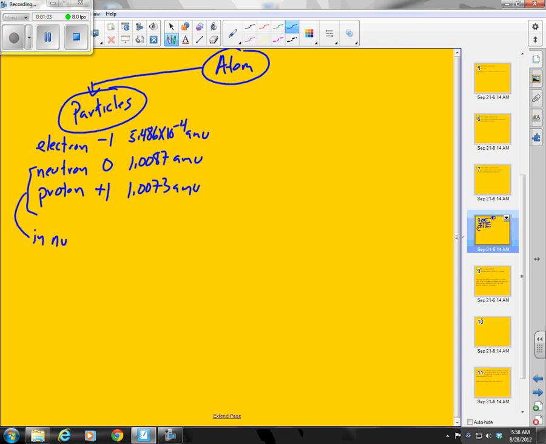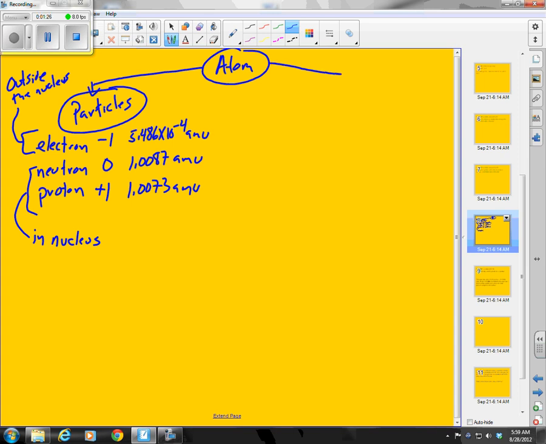In the nucleus. And where's my electron found? Well, really, anywhere outside the nucleus. And there are places where it's most likely to be found, and we will talk about those next chapter. But that gets very complicated, so we don't want to get into that just yet.